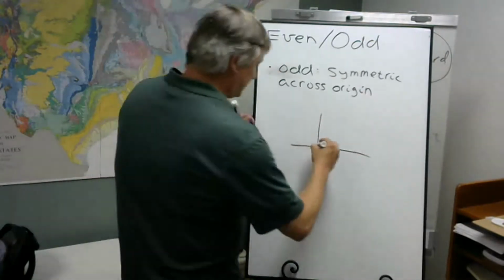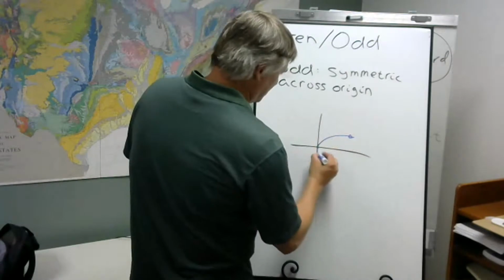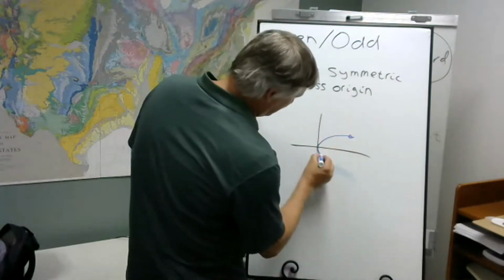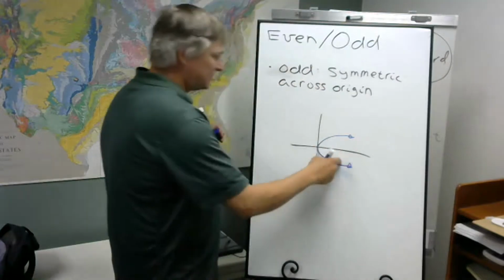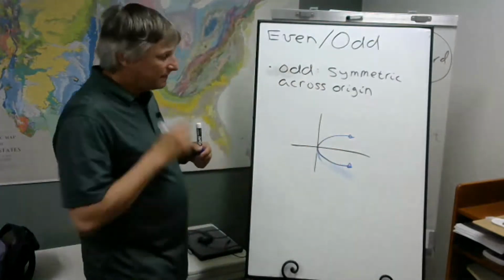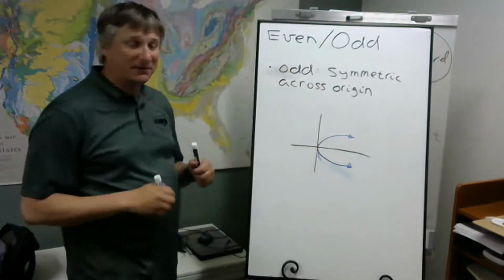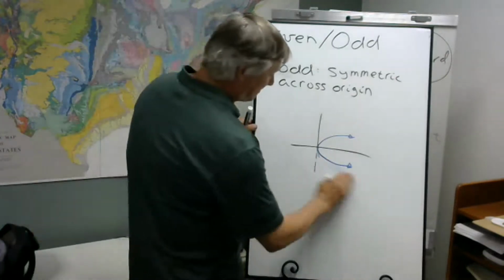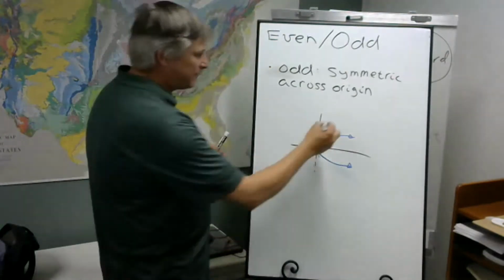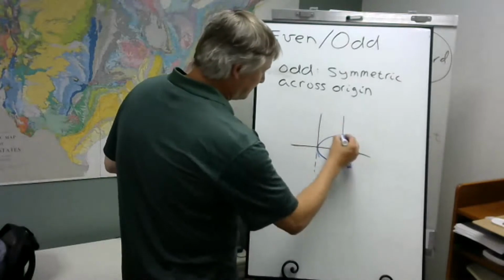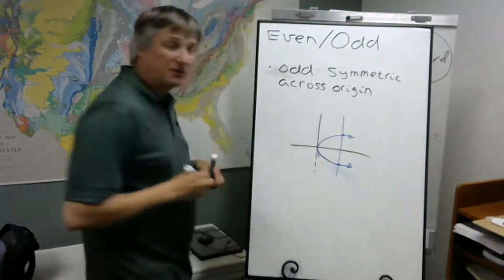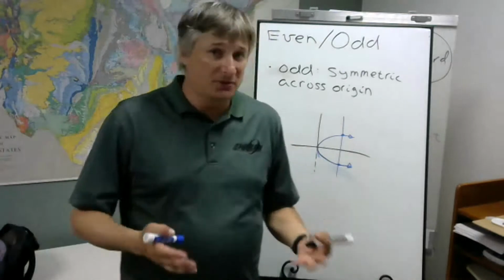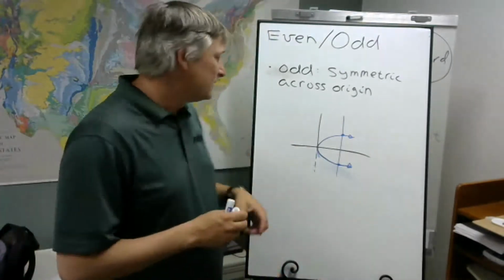But if you have something like this, barring artistic license, this is symmetric across the x-axis. It's a reflection of itself across the x-axis, mirror reflection. And if you put a vertical line through here, it fails the vertical line test. In other words, it's not a function. We're only interested in functions at this point. We're talking about even and odd.